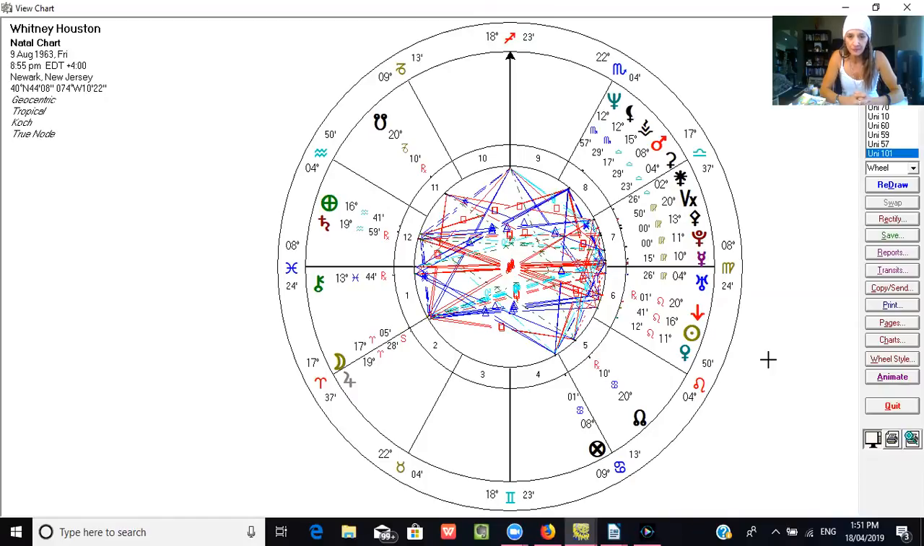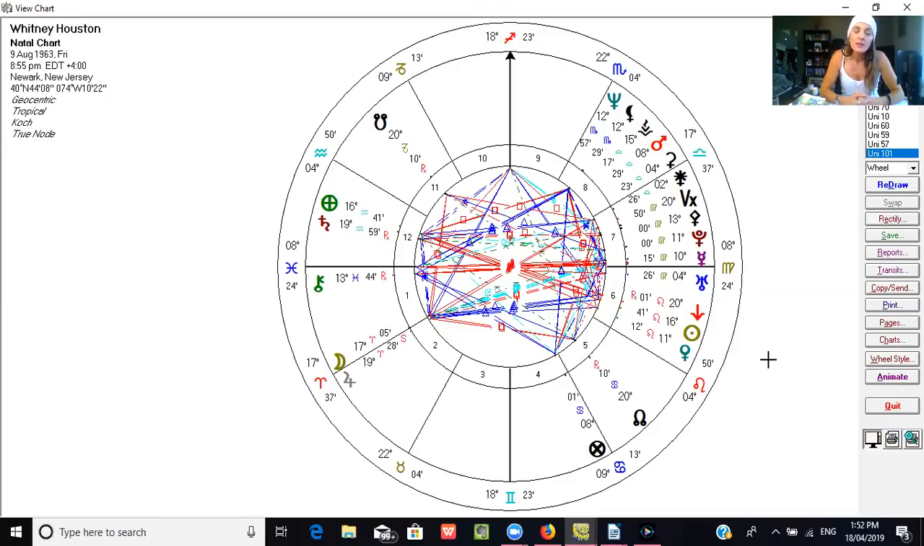And regardless of the time being out by 20 minutes, 10 minutes, 5 minutes, whatever the case may be, this yod boomerang aspect pattern is still there. So having said that, her birthday is 9th of August 1963, 8:55 p.m. in Newark. Sorry, I can't pronounce American states. New Jersey. Newark, I think you pronounce it.